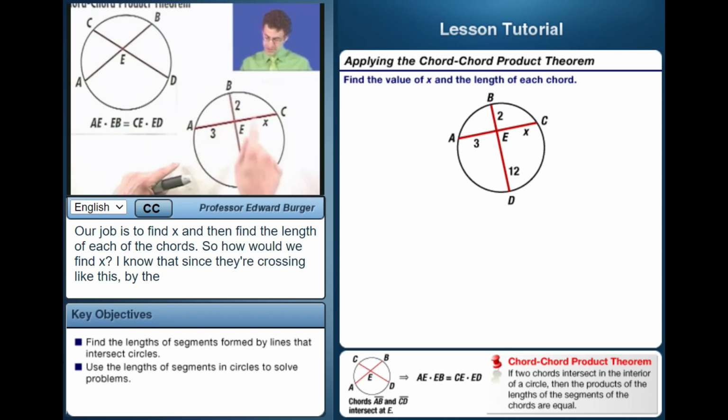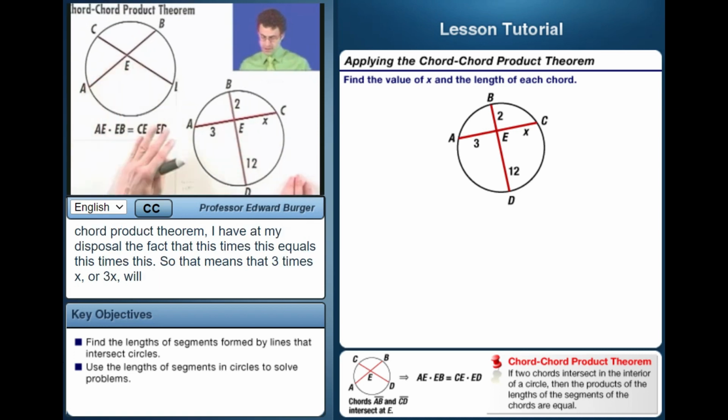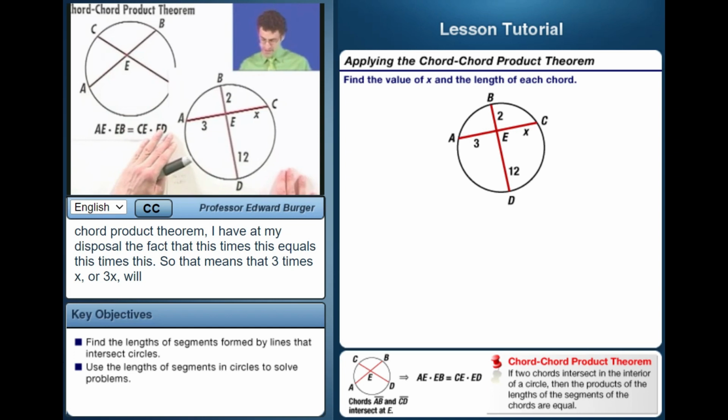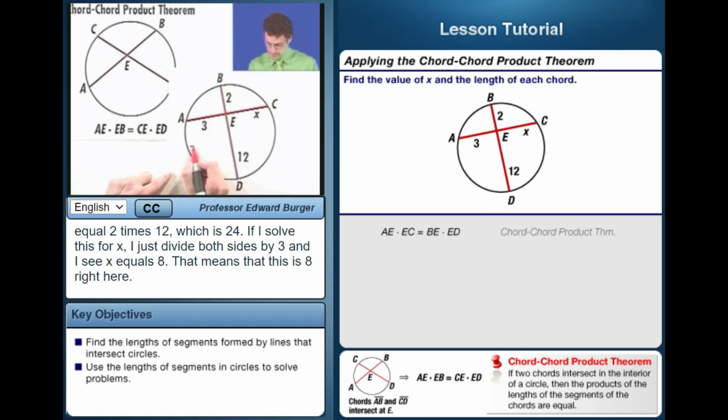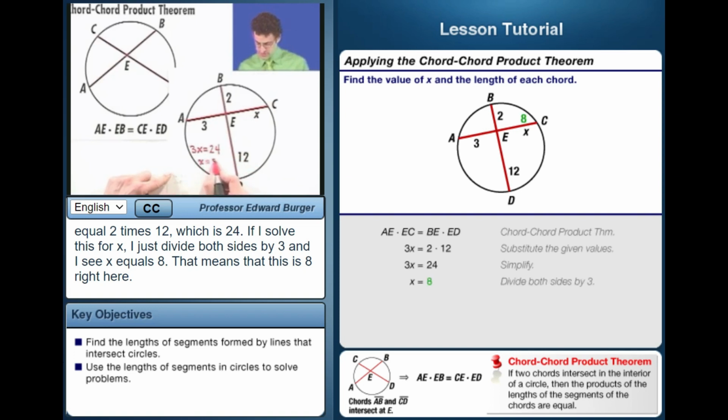Since they're crossing like this, by the chord product theorem, I have at my disposal the fact that this times this equals this times this. So that means that 3 times x, or 3x, will equal 2 times 12, which is 24. If I solve this for x, I just divide both sides by 3, and I see x equals 8. That means that this is 8 right here.